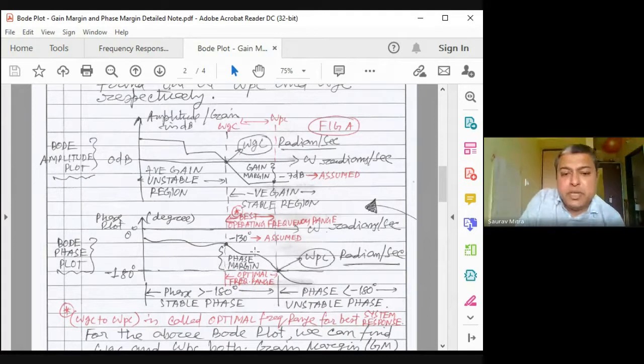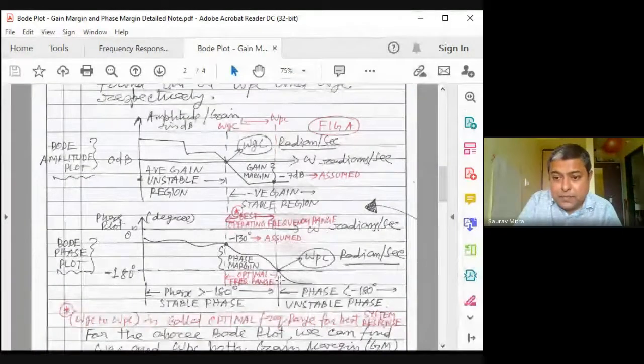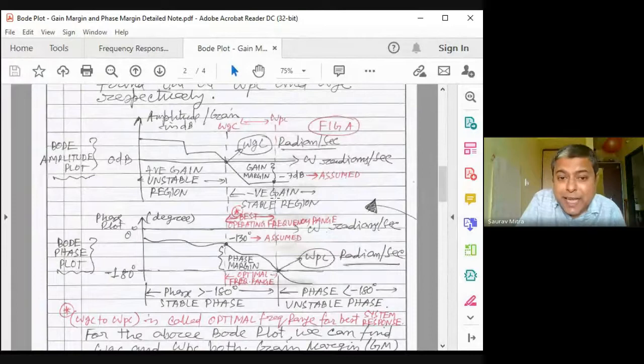Same thing you have to find out: at a certain frequency, let's say 50 radian per second, the phase is becoming unstable. Phase is crossing the minus 180 line and going in the negative direction. But at minus 180 phase, which occurs at 50 radian per second, check the gain. How much is the gain here? Gain is stable. Why? Because it is below 0 dB. It is minus 7 dB. You can convert it into ratio form and you'll find that this is less than 1. Less than 1 amplitude means it's a stable amplitude.